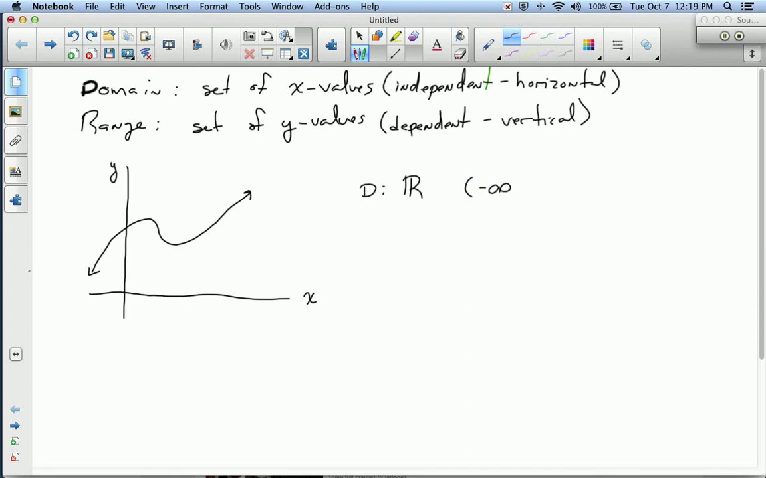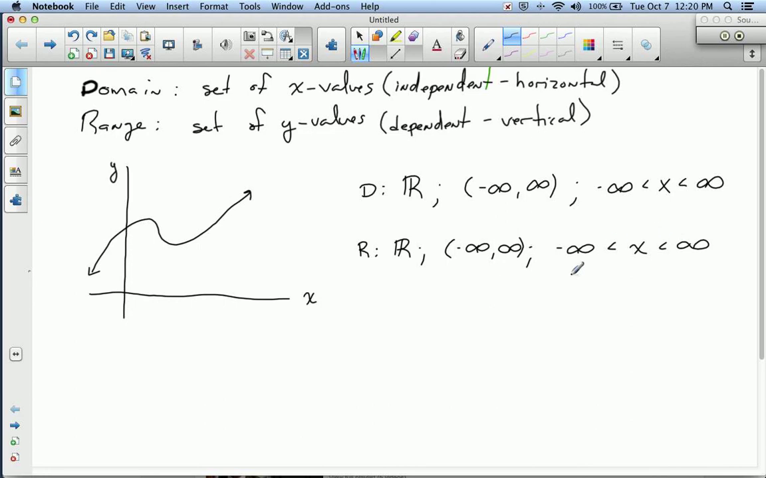Okay, and that can be written in either of these two ways right here. Okay, you could also write it a third way here. There's probably more ways. Okay, as far as our range goes, so we're looking vertically now, up and down the graph. This goes down forever and up forever. So again, all real numbers. Negative infinity to infinity. Again, the exact same options for how to write it. All right, interval notation, inequality notation, or just the symbolism for it.